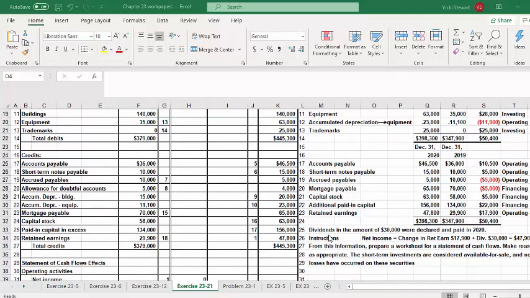Also, the problem gives us the dividends for the year of $30,000 that were declared and paid. So we need this information, first of all, to be able to determine the amount of net income for this year. We see that retained earnings changed by a total of $17,900. So net income is equal to the change in retained earnings plus the dividends. So $17,900 plus $30,000 is $47,900 for net income.